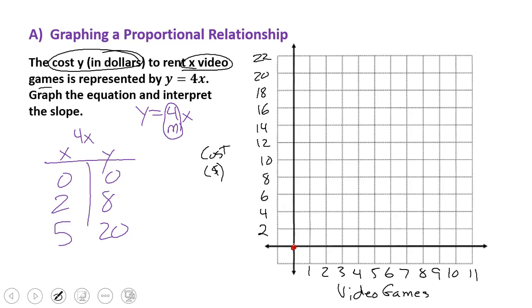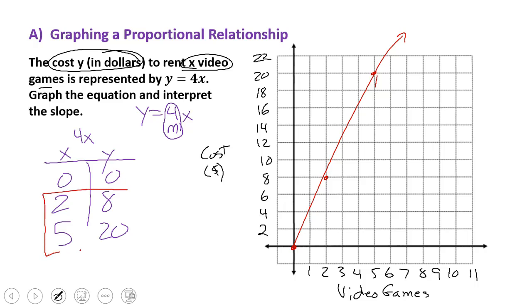If I rent 2, I'm paying $8. And if I rent 5, I'm paying $20. Boom, right there. And I can draw my line. I'm going to do the best I can freehand here, but you guys have your straight edge. And there's that line. It goes up. Bam. And we want to find out, is this a proportional relationship?